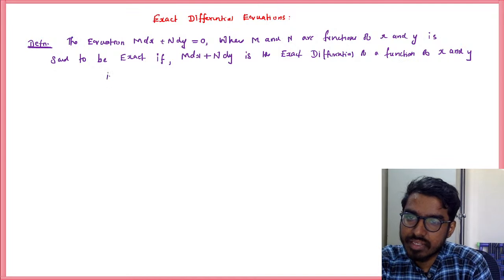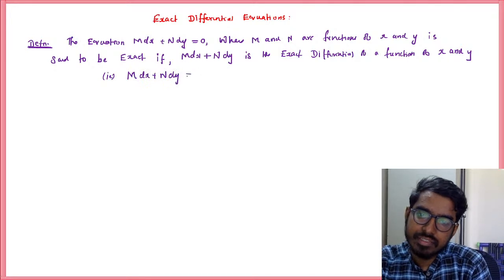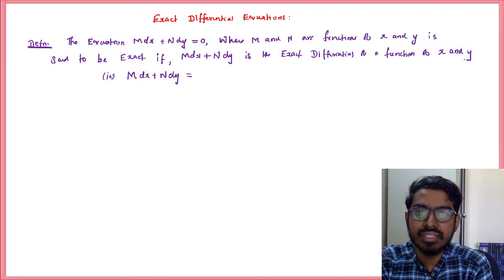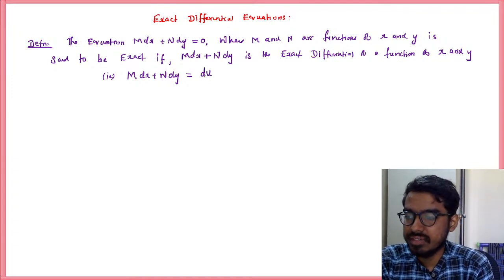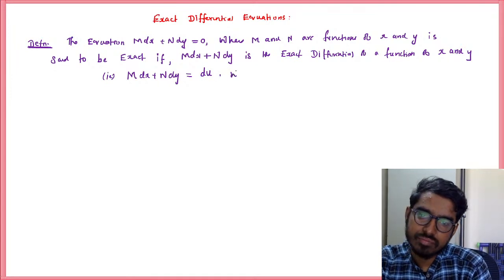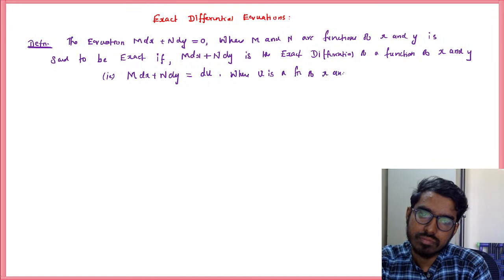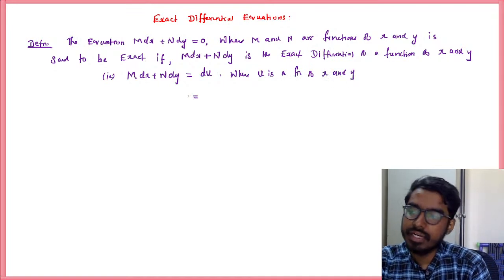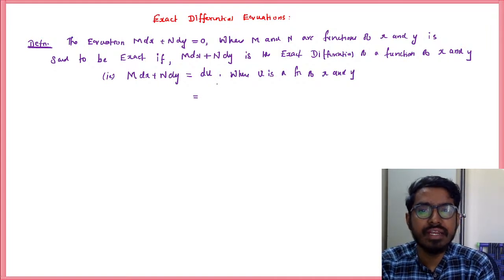That is, M dx plus N dy is the exact differential of a function of x and y. This can be written as du, where u is a function of x and y. So what is du? What is exact differential? We have studied this in 11th and 12th itself: total differentiation.